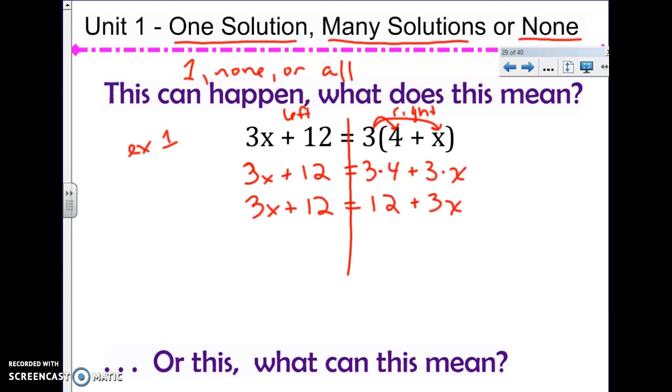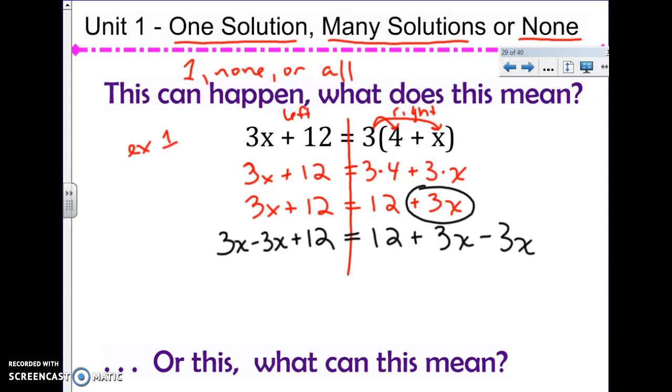When I have variables on both sides, what I like to do is move the variable first. So it doesn't matter which side I look at, because they're both positive 3x. One is smaller than the other. But I'm going to subtract 3x from both sides in order to get my x's to cancel out. So 3x minus 3x plus 12 equals 12 plus 3x minus 3x. So again, notice I did the same thing to both sides.